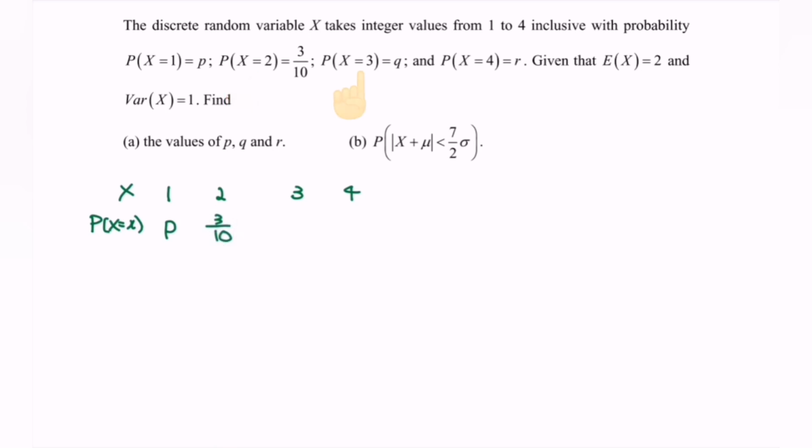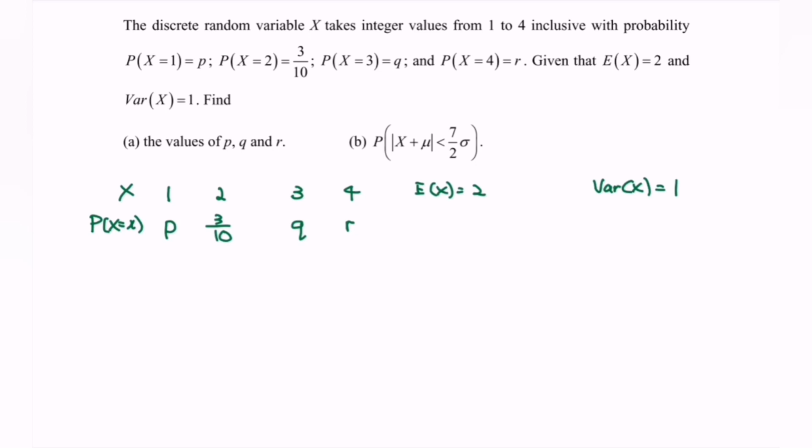And then we have the probability that when X equals 3, it will be Q. Lastly, we have R. Given that the expected value or the mean is equal to 2, and next, the variance is equal to 1. Next, find the values of P, Q, R. So kindly focus on the situation.